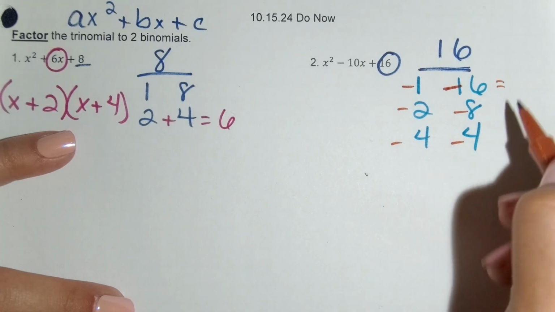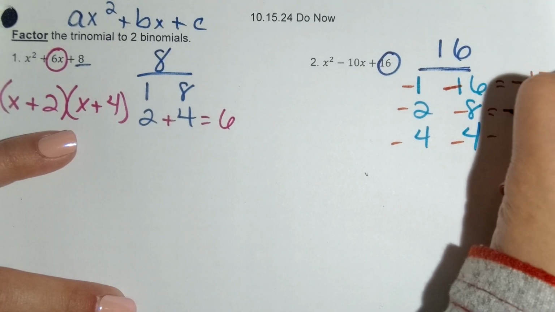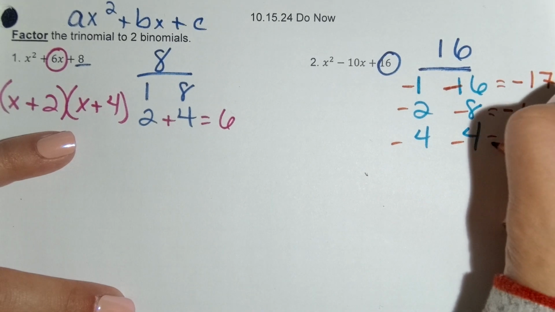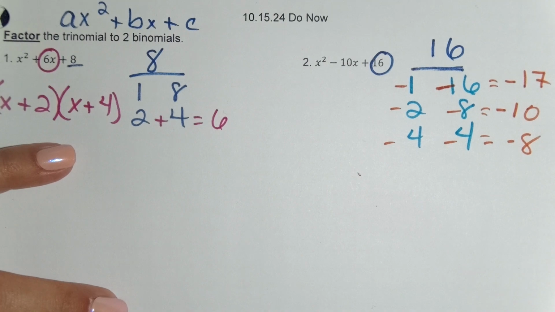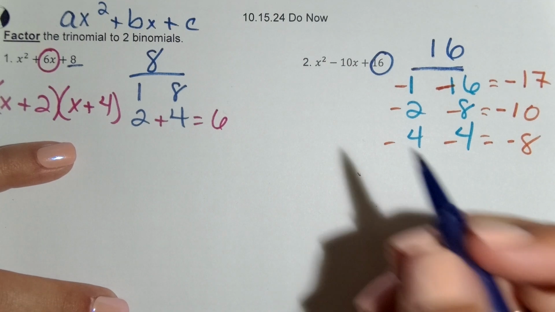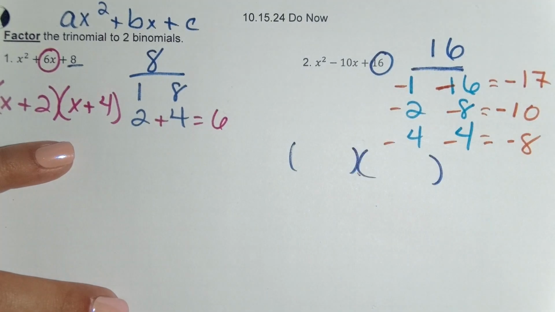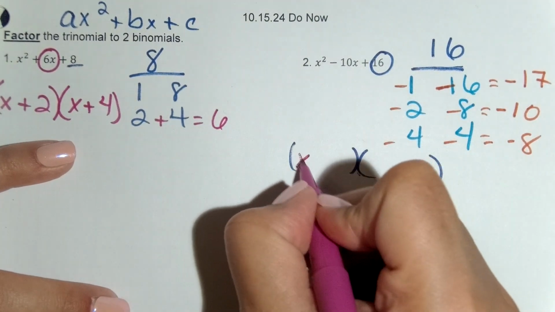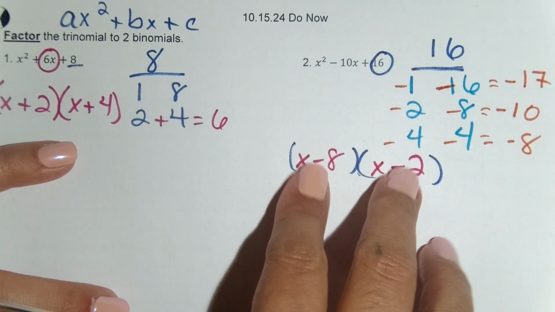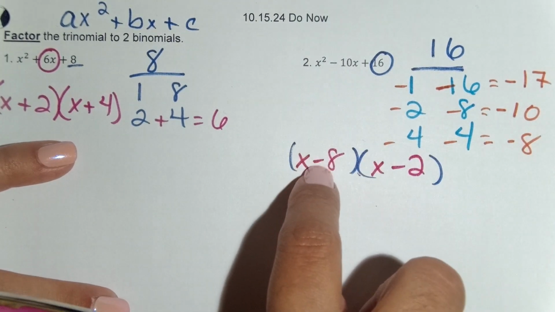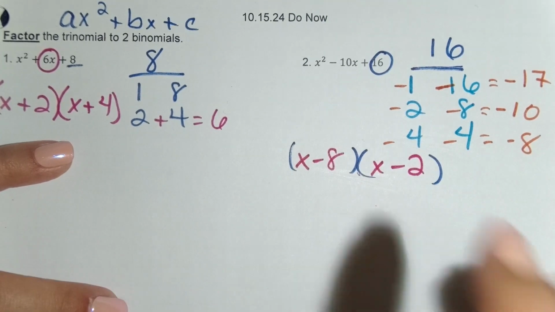So this will give me negative 17, this will give me negative 10, and this will give me negative 8. So which factor pair will give me negative 10? Negative 2 and negative 8. So give me the binomials that I need to write in my parentheses. X minus 8, x minus 2. Does the order matter? No. So you could have put x minus 2 here, x minus 8 here. Does not matter. Questions?